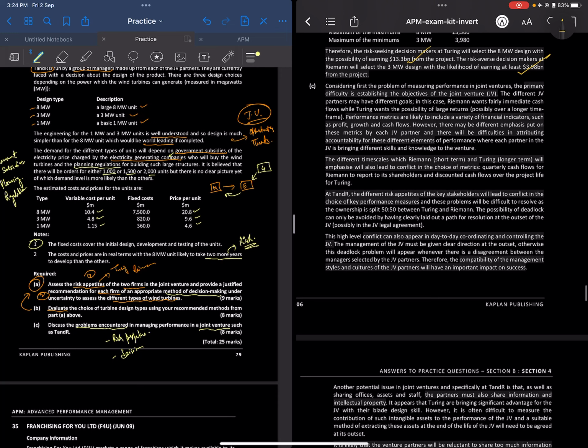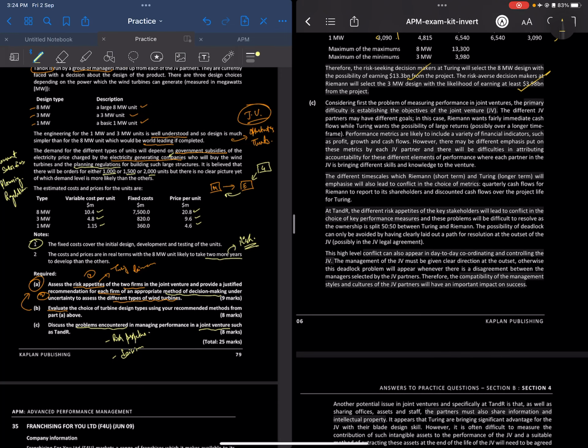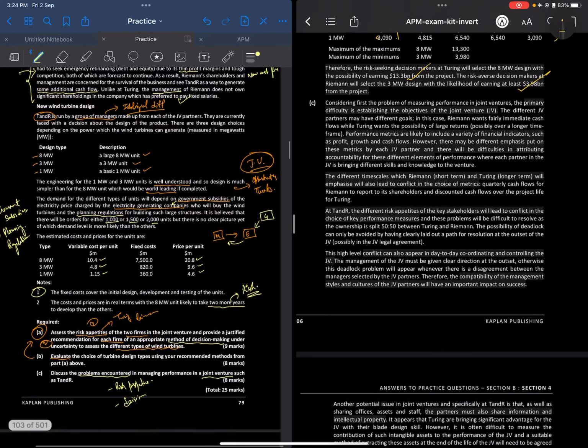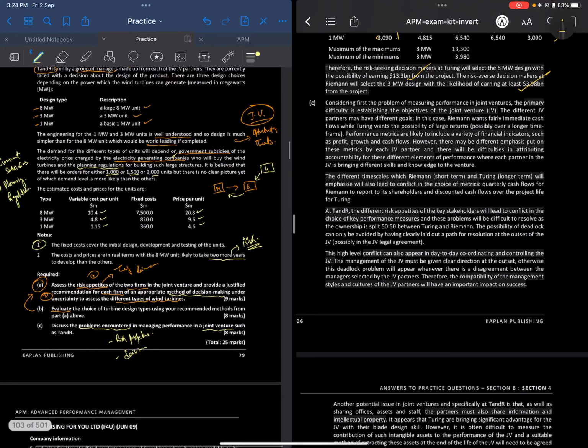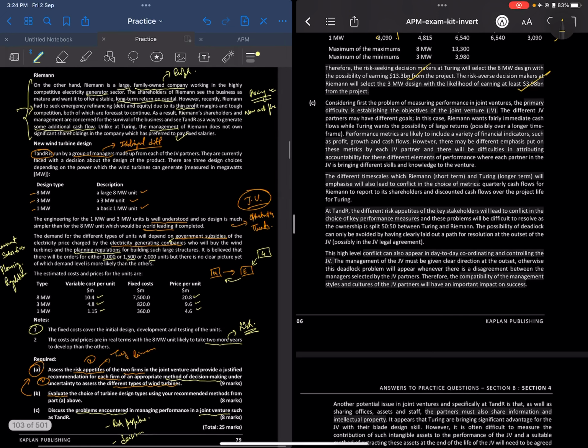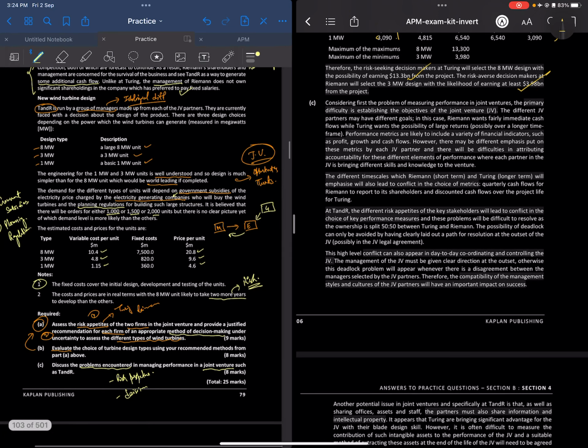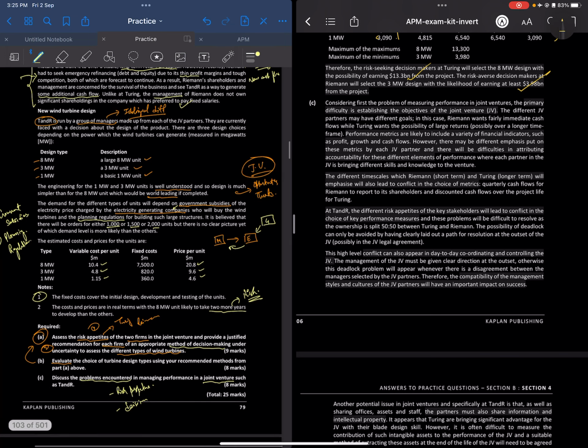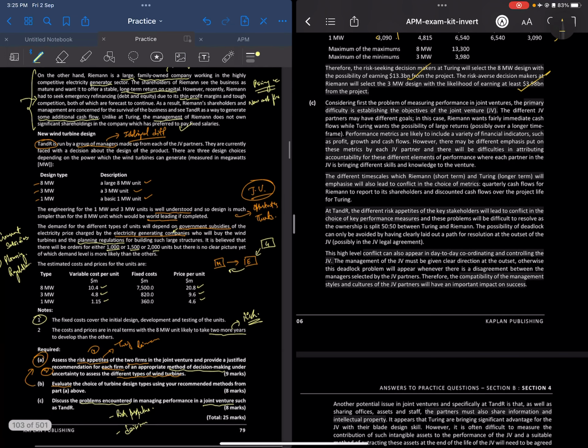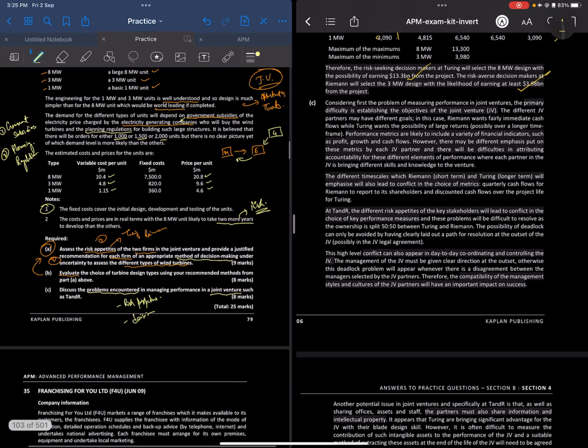And what do we do over here? Problems encountered in managing performance in a JV, right? Such as TANT-R. This might sound like Tinder, but it's not. So consider the first one, measuring performance. Managing performance is there, but there is some measuring performance as well. So the first problem is measuring performance in a JV.